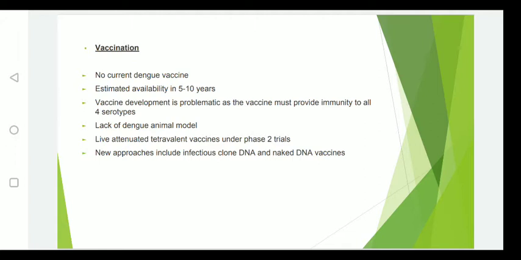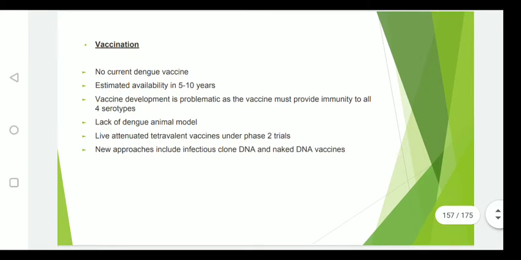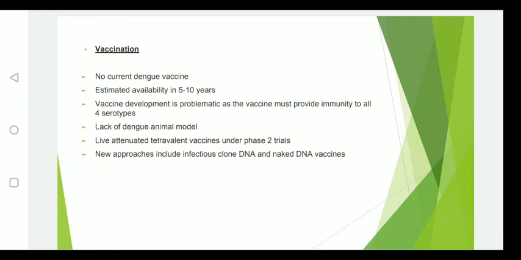A trial run will be held in particular localities, with people in the dengue prone area. The next one is new approaches including infectious clone DNA and naked DNA vaccinations. New approaches are there for vaccination, DNA vaccinations and all, but at present there is no dengue vaccine.